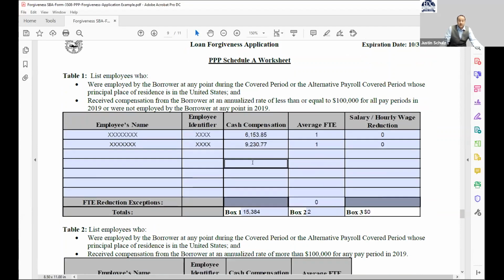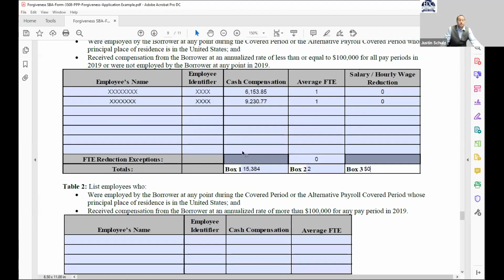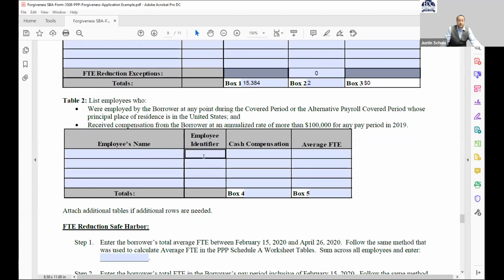So this is the PPP Schedule A worksheet. Depending on how large your company is, you obviously have to do more or less work. And then it also depends on how you're doing. If you pay wages hourly, or pay them salary, these might look a little bit differently. I don't have an example. This example does not include anybody who got paid over $100,000 historically, but this is where you would put any employees that made over $100,000.